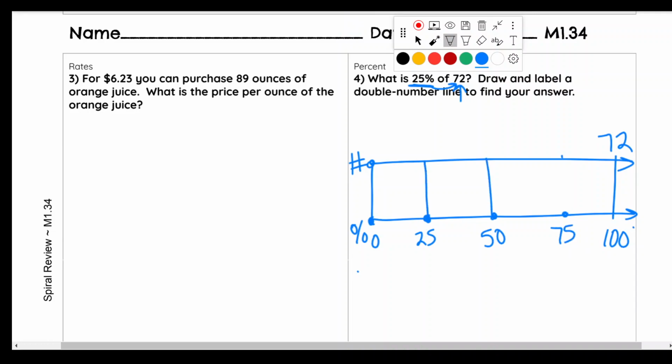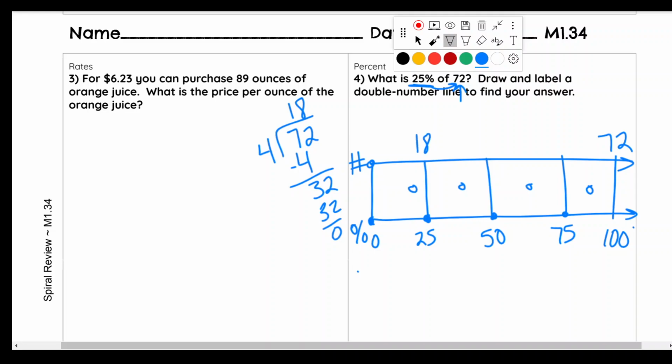If I draw my lines through on my double number line, I can now see that 72 has been divided by 1, 2, 3, 4. 72 divided by 4 is 18, so I'm counting by 18s. So 18, 18 doubled, 36, 36 and 18, 36 plus 10 is 46, plus 8 more makes 54. 54 plus 18, add 10, 64 plus 8 is 72.